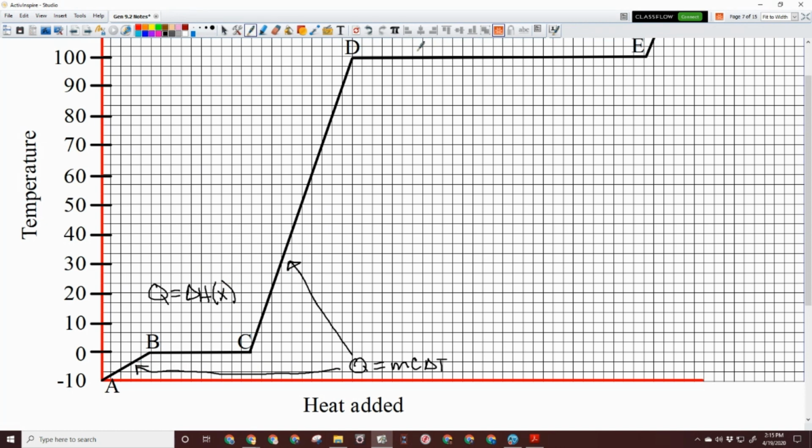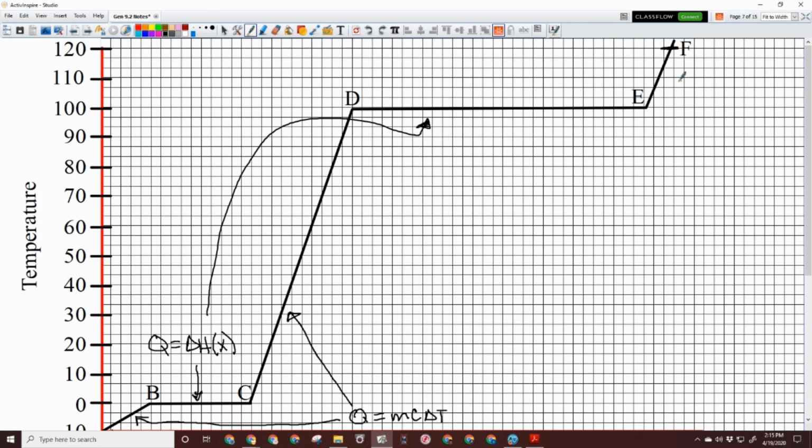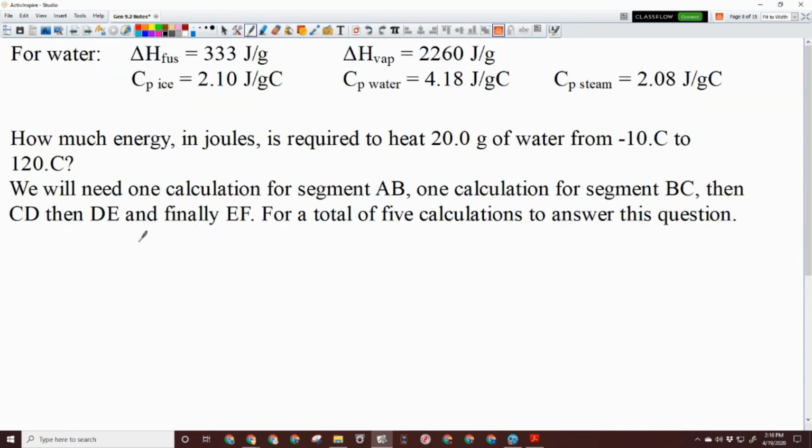Here we have a flat area again. So not only do we use this formula here, but we're going to use it here as well. And then for our last section, E to F, we're going to do Q is equal to MC delta T. We're going to have to add these 5 calculations together to get the total amount of energy. All right, so let's do that.